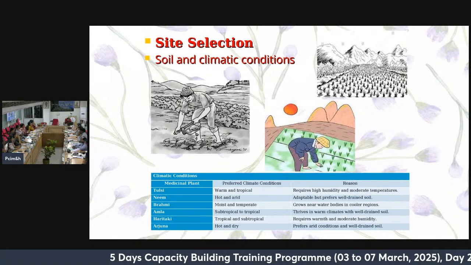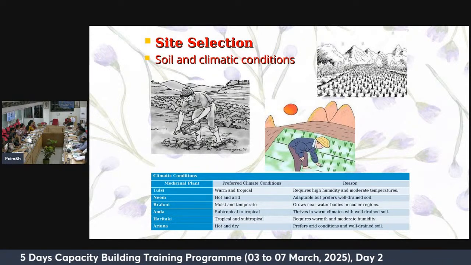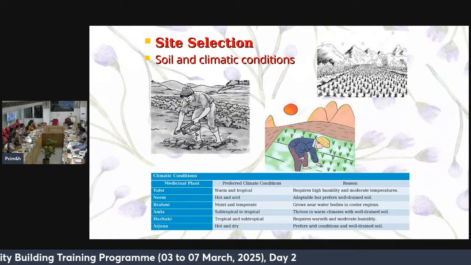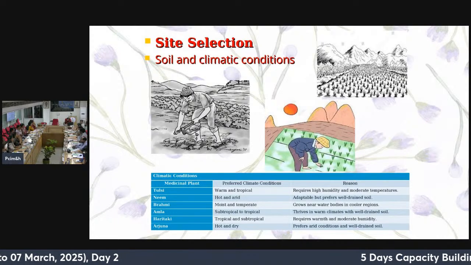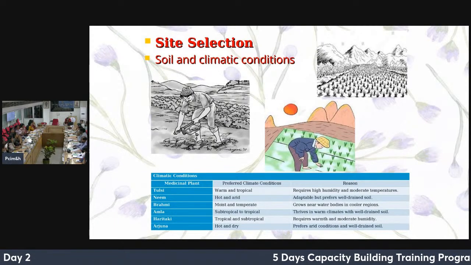Here are some examples of commonly used raw materials and how this kind of climate condition and region is required for them. These are some examples.